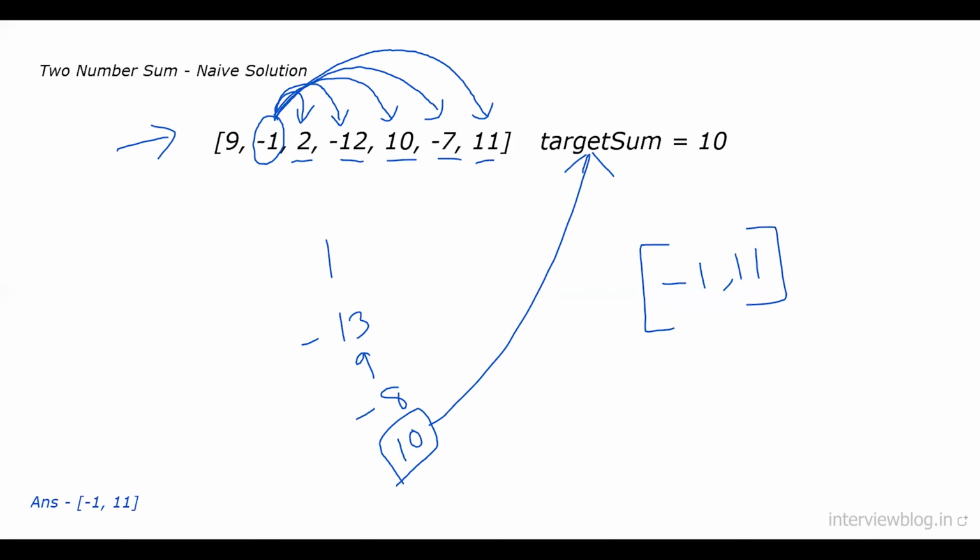If the elements from this pair are added, we get the target sum. Hence, we'll be returning this pair as our answer. So hope you got the solution. Let us now analyze the complexity of the naive solution.